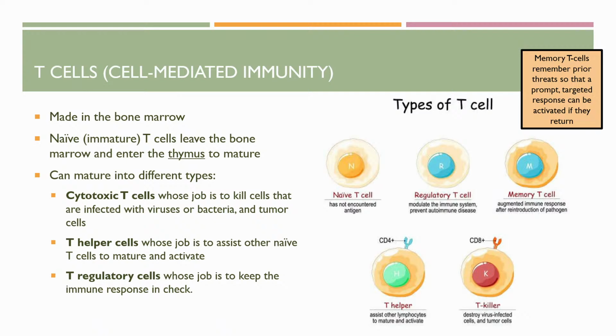But just as another quick image here, we have naive T cells. When they haven't encountered an antigen yet, they're still naive. We have regulatory T cells that modulate the immune system. There's also memory T cells, as well as the memory B cells that we talked about. These also remember prior threats so that a prompt targeted response can be activated if that threat returns. And then we have T helper cells and T killer cells, which are the cytotoxic cells. T helper cells are sometimes called CD4 positive cells, and T killer cells are also called CD8 positive cells. We'll talk about that, but just keep those things in mind.